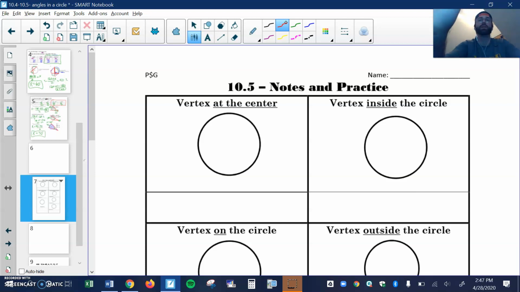First one we've already talked about, where the vertex of the angle is at the center. For all my angles, I'm going to use purple here. Our vertex is at the center, and A is here. So we're going to say that X equals A. The angle is equal to the arc when our vertex is at the center.